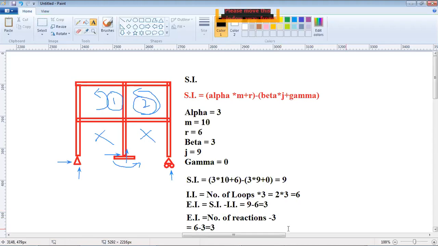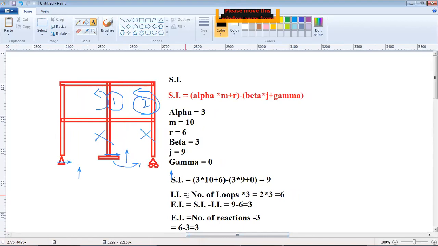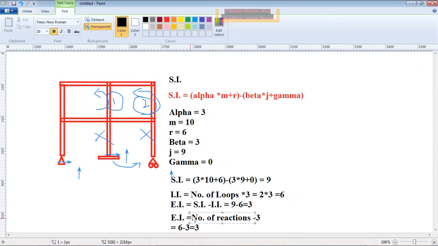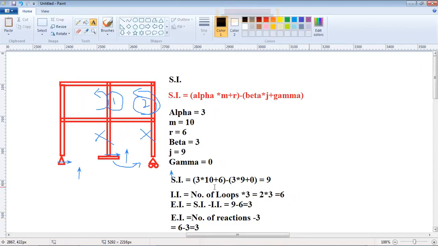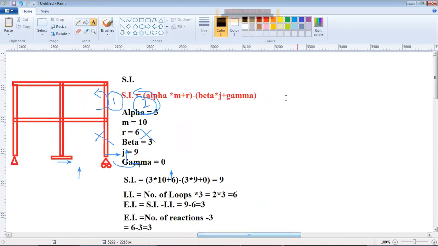So there are two methods to determine it. Either you determine the external indeterminacy first, then you can simply determine the internal indeterminacy. By this method you can do the reverse: determine the internal indeterminacy first, then the external indeterminacy from this last one, and adding the two you will get the static indeterminacy. So there are various methods of doing this.